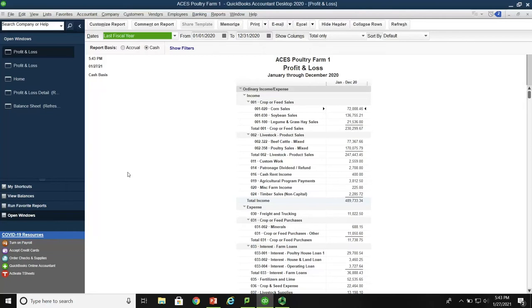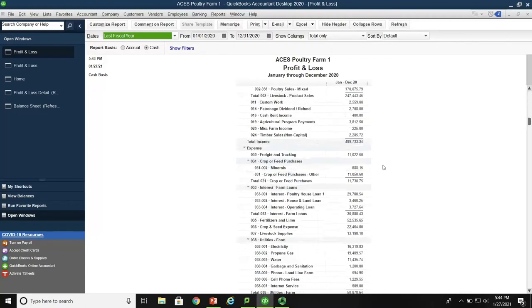When your accountant is working on your tax return, the accountant is going to receive some 1099s. And one of the 1099s they're going to receive is for poultry sales. So if we printed this report off and gave it to our tax preparer, we would have to make sure that we had a 1099 for $170,075.79 from our local poultry integrator so that they would match up for the tax return.